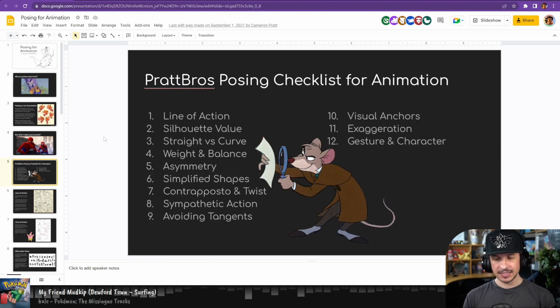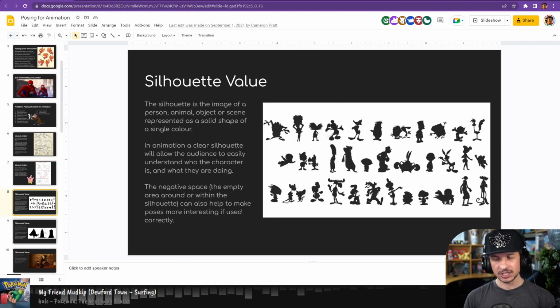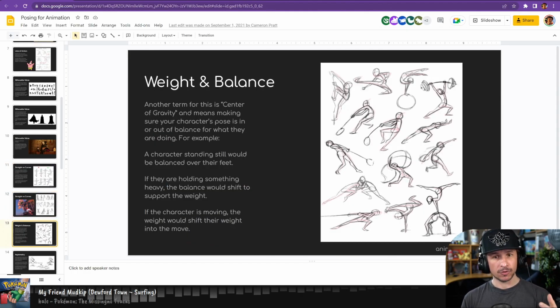We have line of action, silhouette, straights versus curves, or typically also called simple versus complex, weight and balance, asymmetry, simplified shapes, contrapposto and twist, sympathetic action, avoiding tangents, visual anchors, exaggeration, gesture, and character. All of this stuff is explained here, so you can definitely check that out. If you have any questions on any of this, feel free to ask. But these are things to watch out for within a pose, things to analyze and pay attention to.